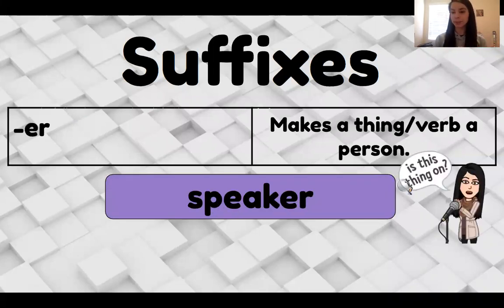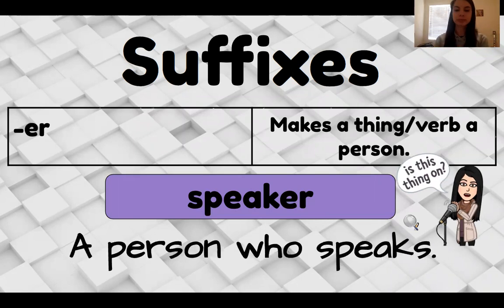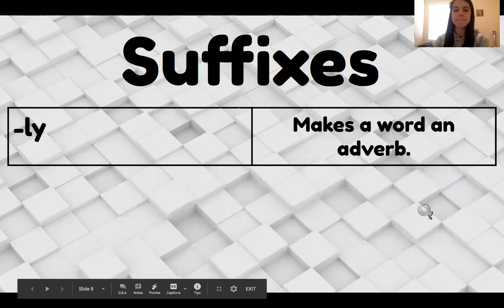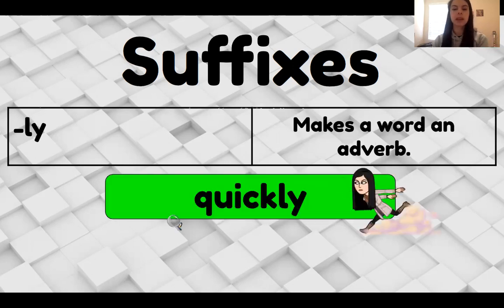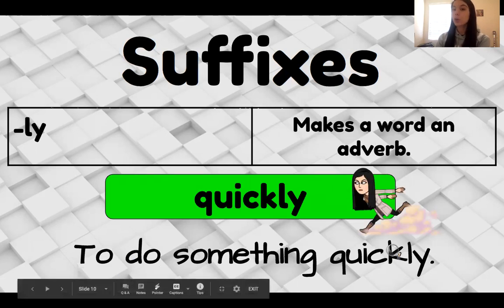So speaker, here's a speaker here, right? It's a person who speaks. It could also become a thing that speaks, right? Like a speaker in your car, a person who speaks. Ly makes a word an adverb. We also have Y's at the end of some words that also makes the word a describing word. It might be an adjective, right? It describes a noun. Here we have quickly, right? To do something quickly.